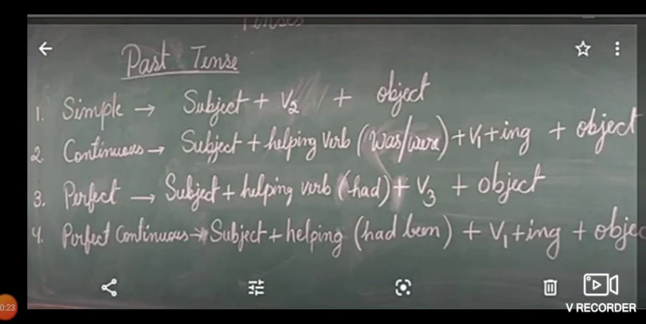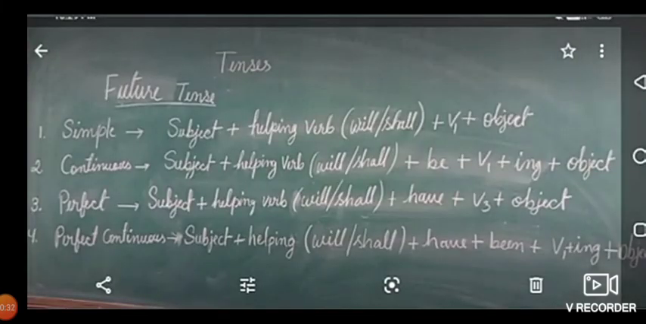Okay, now the third one, that is the future tense. Simple future, the first one. So the formula is there on your board. The first is your subject plus helping verb will or shall plus first form of the verb plus object. Example, she will write a letter. Now, mostly, shall is generally used with the first person, that is I, we. Always remember.